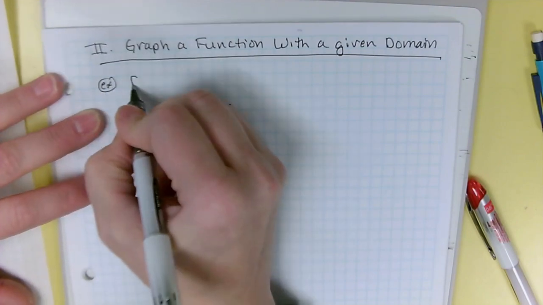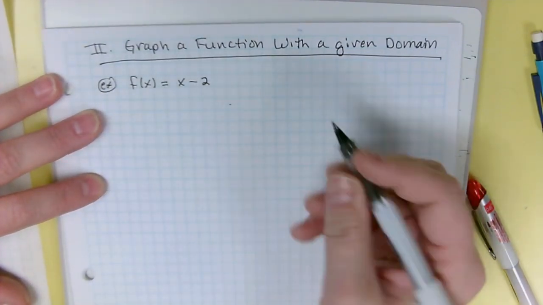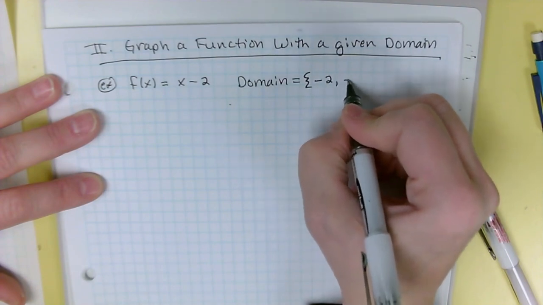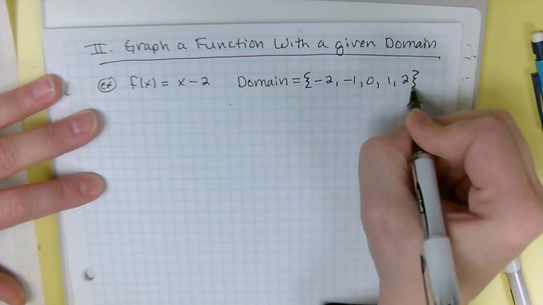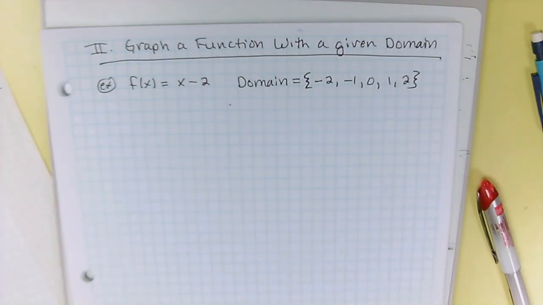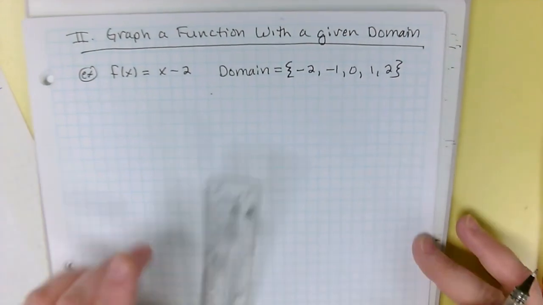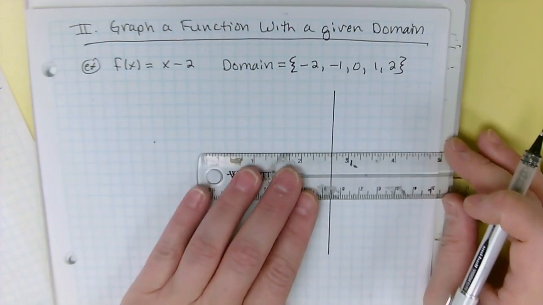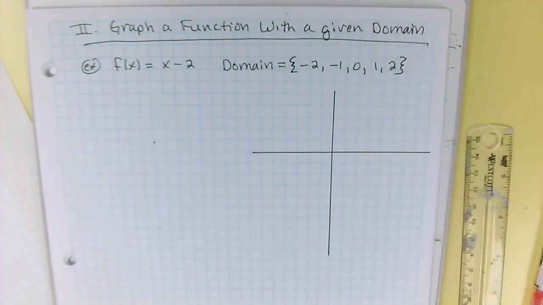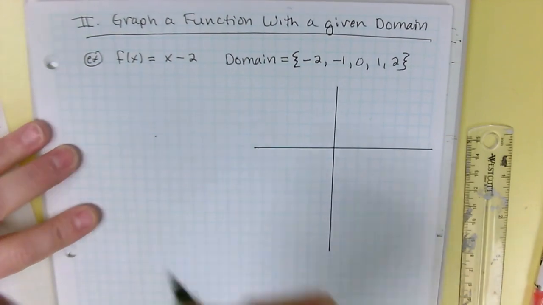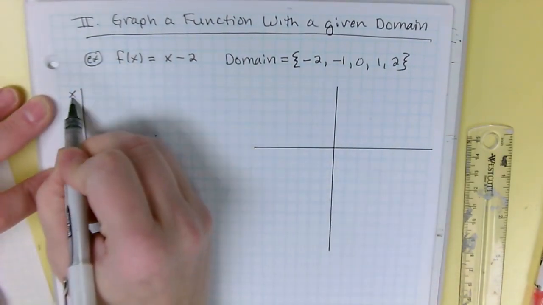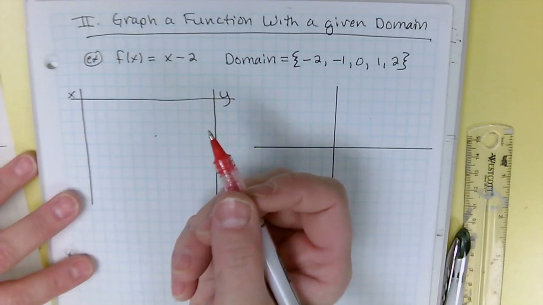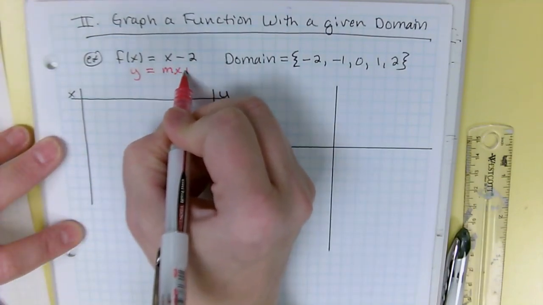So for example, let's say you've got f of x equals x minus 2, and then they're going to tell you that the domain of this line in roster notation is -2, -1, 0, 1, and 2. All right, and we are going to do a graph. So using your straight edge, I want you to draw a fairly large graph here on the right side. On the left, we're going to make an extended H chart, which is what we would do automatically when we're graphing a line. And you know that f of x is just function notation for a y. This is just y equals mx plus b form.